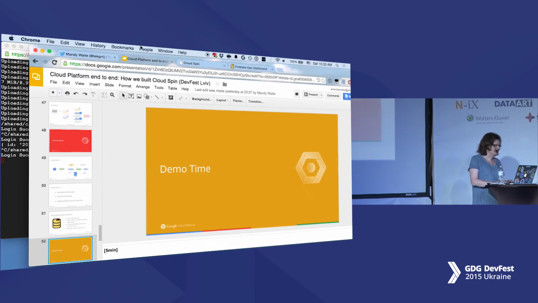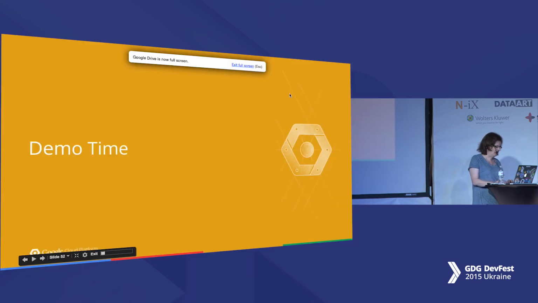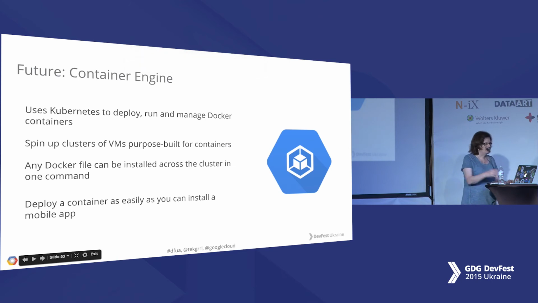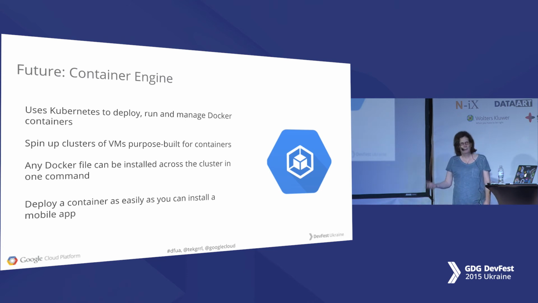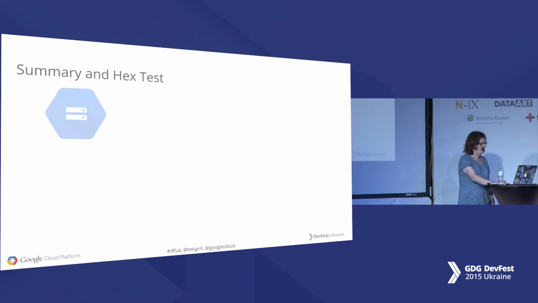OK, so that's the demo. That's how Cloud Spin works. And in order to quickly wrap up, in the future, we talked about Kubernetes and Container Engine yesterday. Well, we didn't because I ran out of time, but basically, we could have used Kubernetes for this. Container Engine is our productized version of Kubernetes, which you can get from Google Cloud Platform. With that, we manage the host and the master for you. You don't have to worry about managing the master, just the nodes.